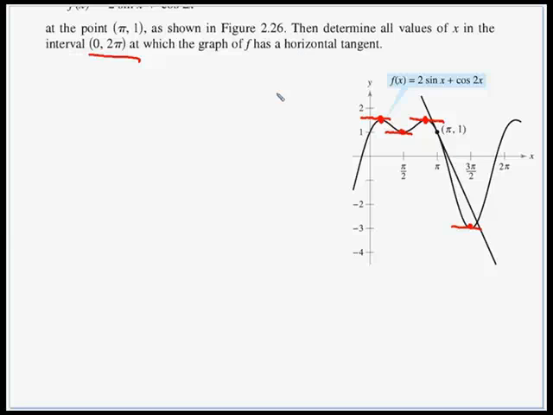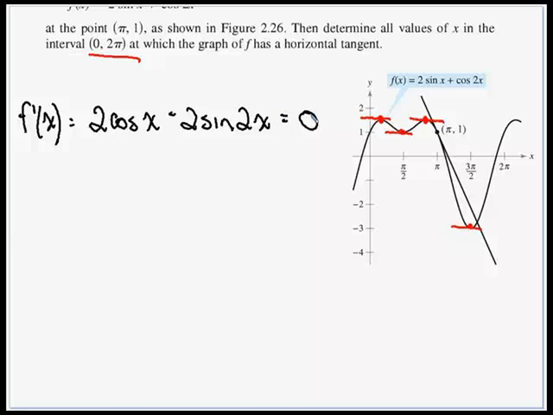And how do we find horizontal tangent lines? Remember, the slope is equal to 0. So we set our slope, f prime, or our derivative, f prime of x, equal to 0. And I did erase that, but our derivative was 2 cosine of x minus 2 sine of 2x, and we set that equal to 0.